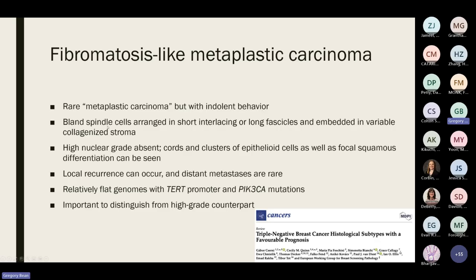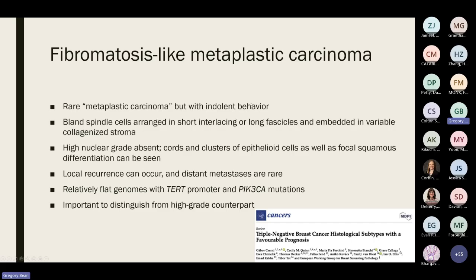Fibromatosis-like metaplastic carcinoma is one of them, characterized by bland spindle cells arranged in these short interlacing or long fascicles and embedded in a variable collagenized stroma. There should not be high nuclear grade in this entity. You can see sometimes these cords and clusters of more epithelioid cells that might clue you into the diagnosis, as well as focal squamous differentiation.